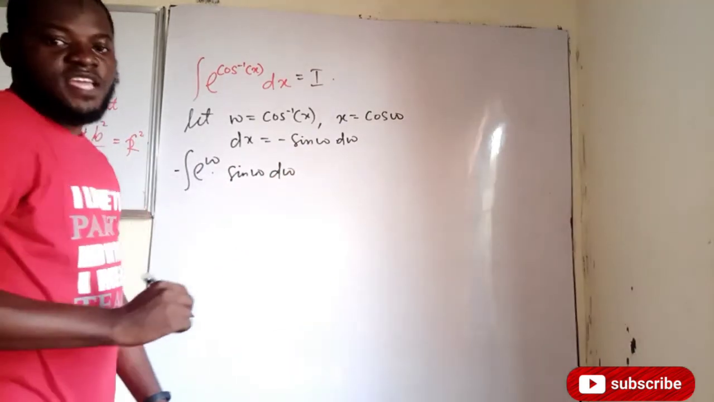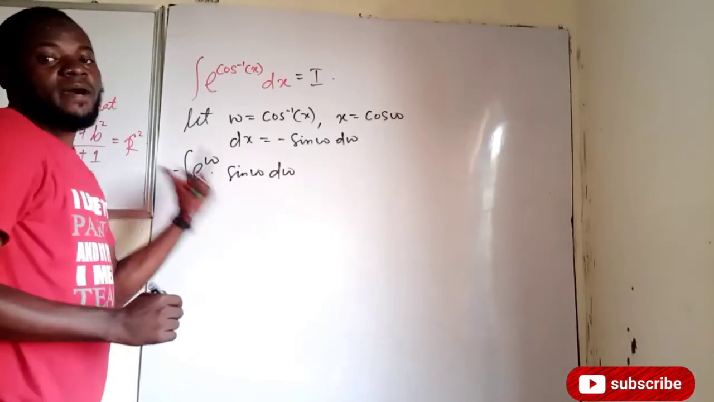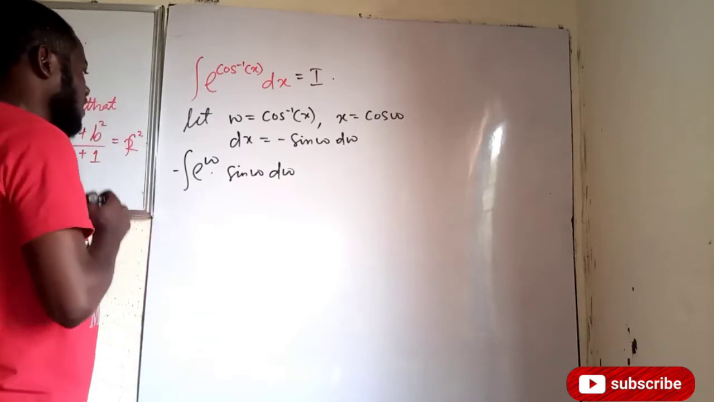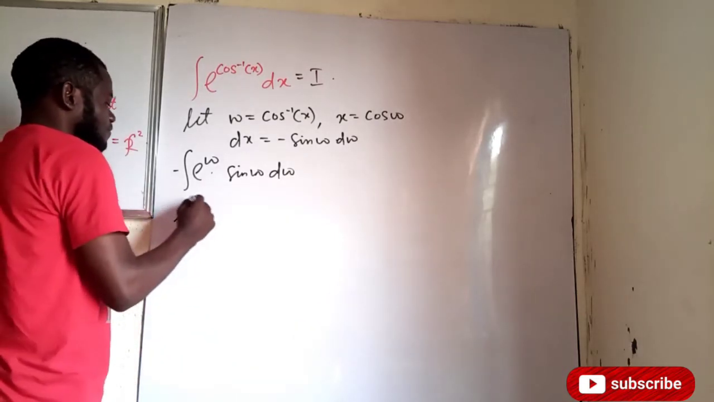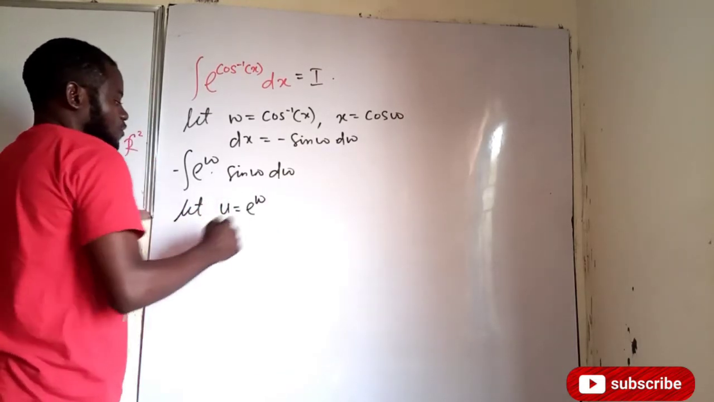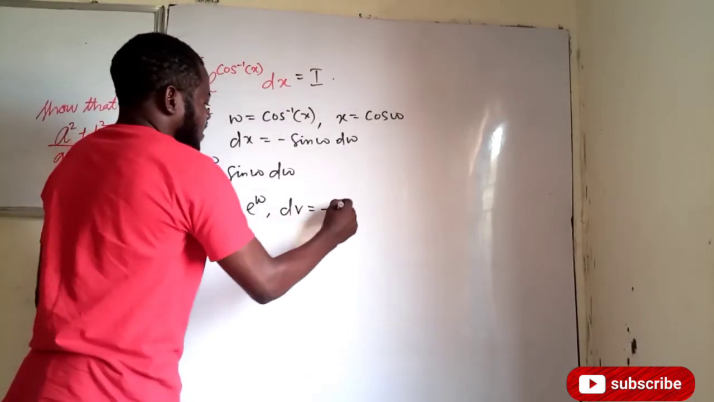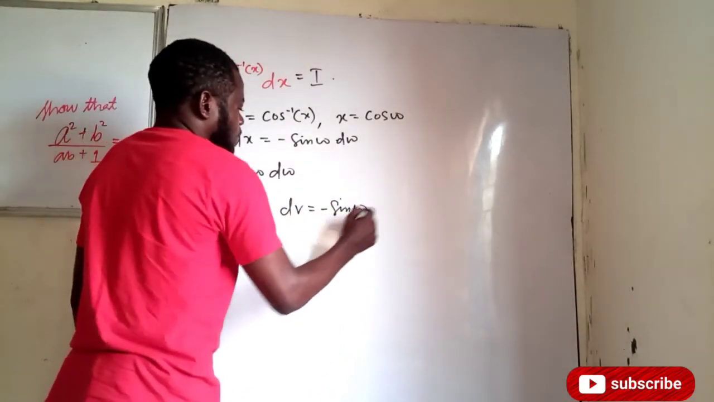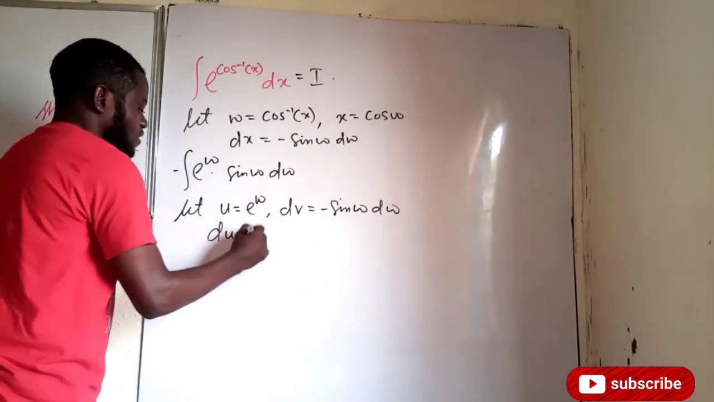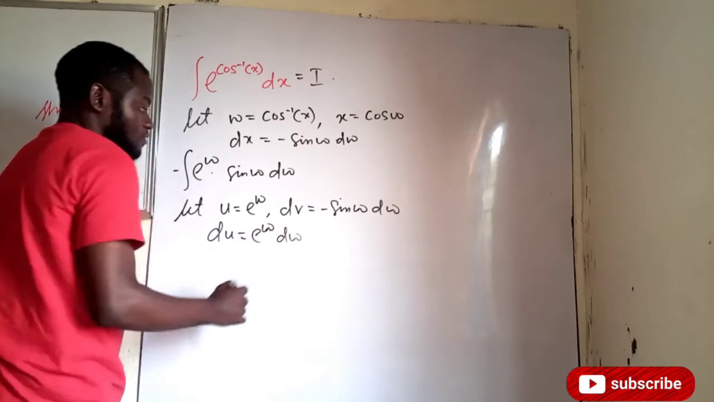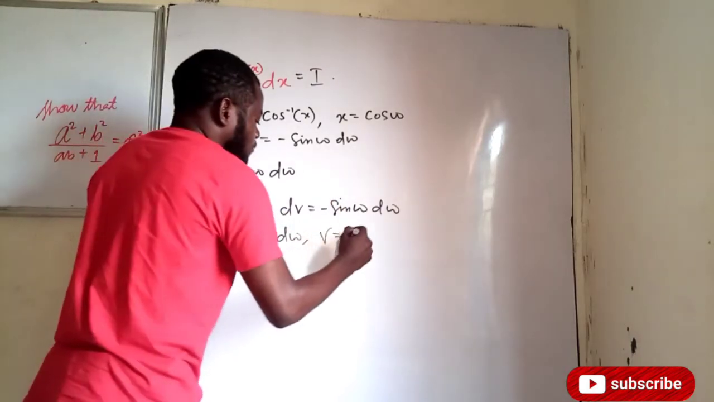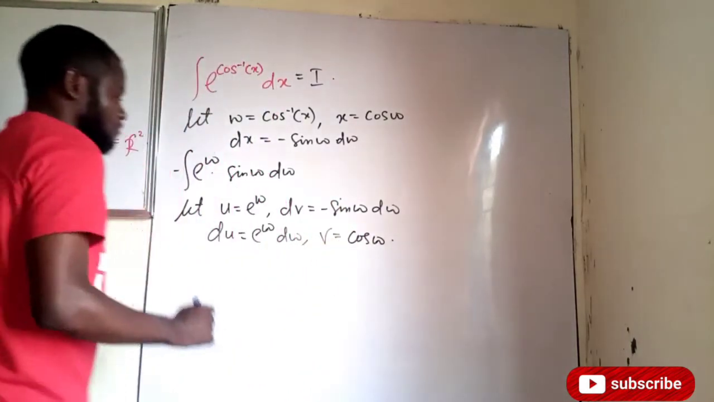Okay, for us to continue here now, we have to also bring in integral by parts, because we cannot solve this like this. You have to part it as well. Okay, if that should be the case, I will say let our u equal e to the power of w, then our dv to be negative sine of w dw, like that. So the du is going to be e to the power of w dw. Then V equal, if you integrate negative sine of w, we have cos of w.